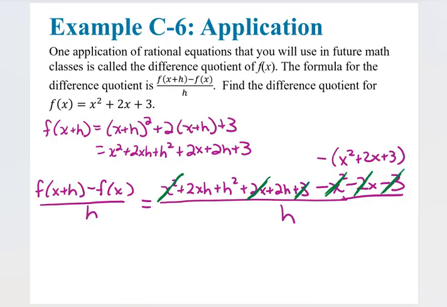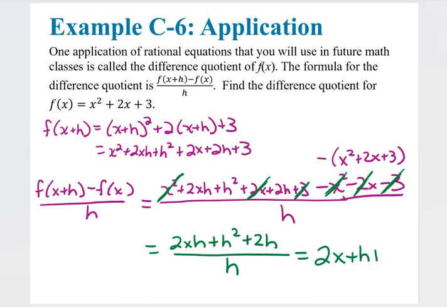All right, so I am left with 2xh plus h squared plus 2h all over h. Notice all of those terms have an h, so I can factor that out of each term. So that leaves me with 2x plus h plus 2. So there is your difference quotient for that particular function f of x.